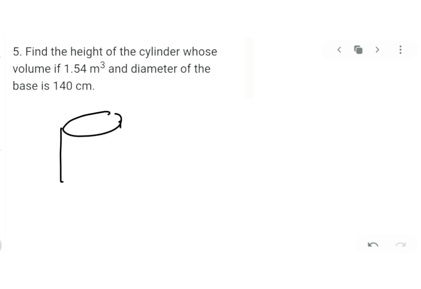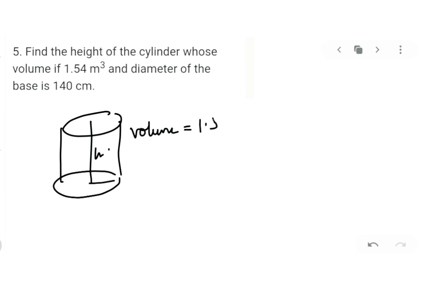Okay, first I'll draw a cylinder. You have to find the height. The volume is given as 1.54 meter cube and the diameter is given as 140 centimeter.